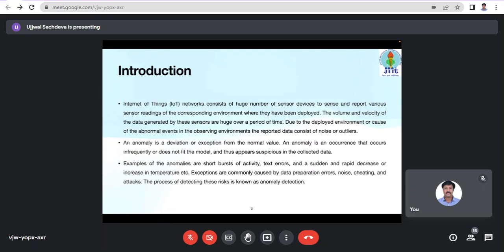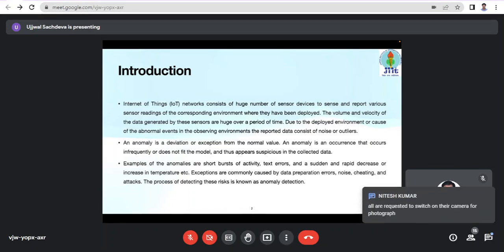An anomaly is an occurrence that happens infrequently or does not fit the model and thus appears suspicious in the collected data. Examples of anomalies are short bursts of activity, text errors, and a sudden and rapid decrease or increase in the temperature, etc. Exceptions are commonly caused by data preparation errors, noise, cheating, and attacks. The process of detecting these risks is known as anomaly detection.